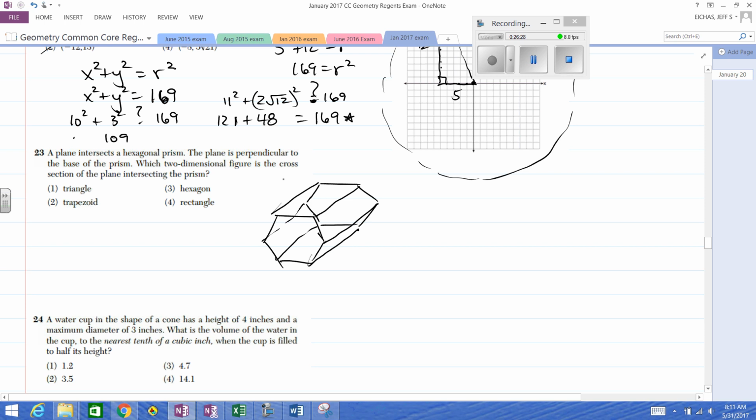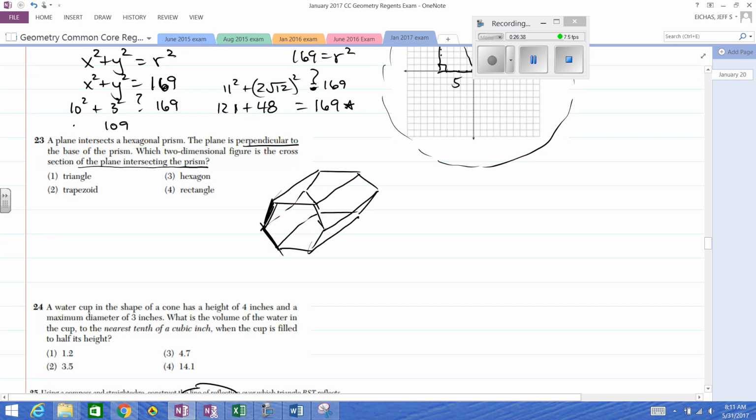All right, which two-dimensional figure is the cross-section of the plane intersecting the prism? Oh, you have to be perpendicular to the base. Now, the way I drew it, the base is actually the front hexagon. The hexagonal prism is what defines the base. If you go perpendicular to that base, try thinking of slicing like this. And then as you open it up, what two-dimensional shape are you looking at? It should be a rectangle if you go perpendicular.